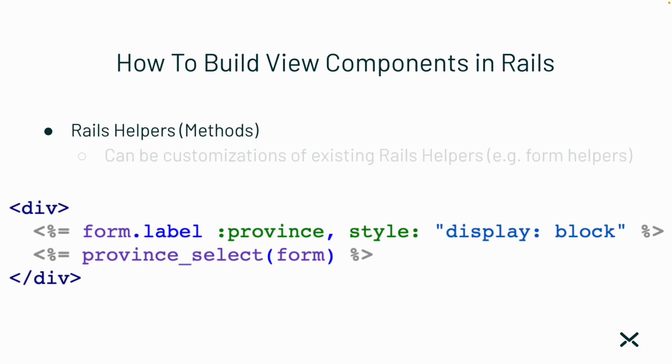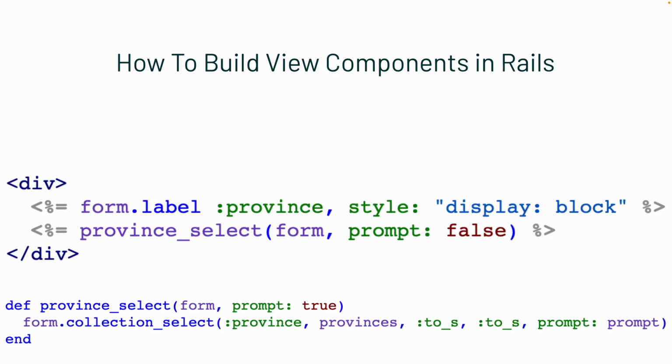Another use of helpers is that they can be customizations of existing Rails helpers, like form helpers. So the collection select method that I showed you earlier is a Rails built-in form helper. And here we're actually building a customization on top of it that hides it and makes it only for provinces.